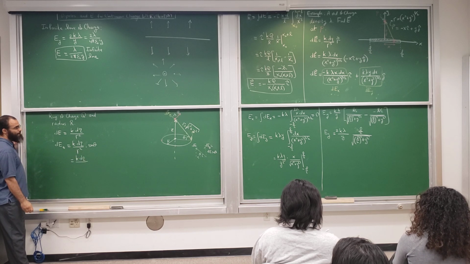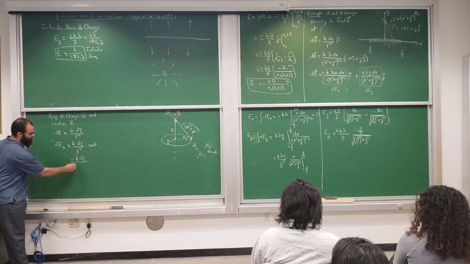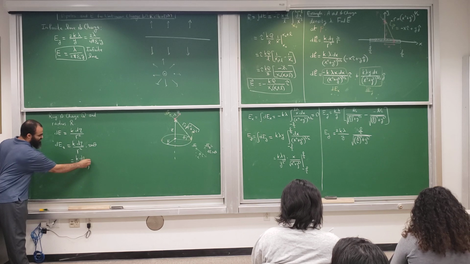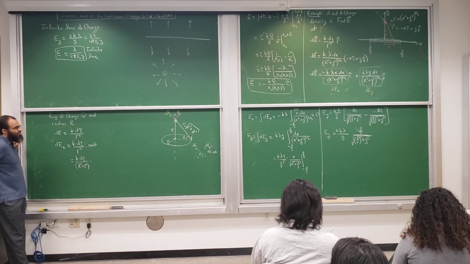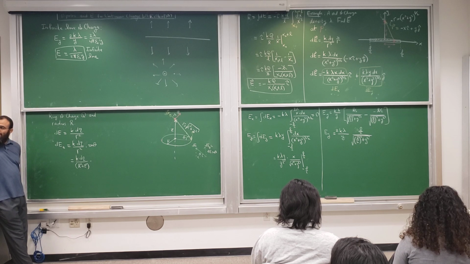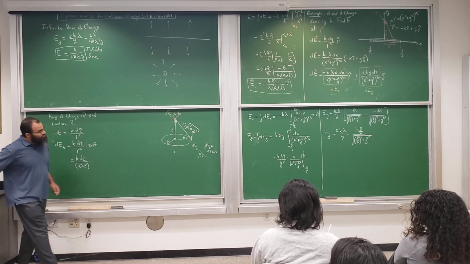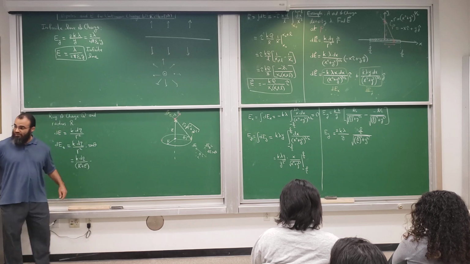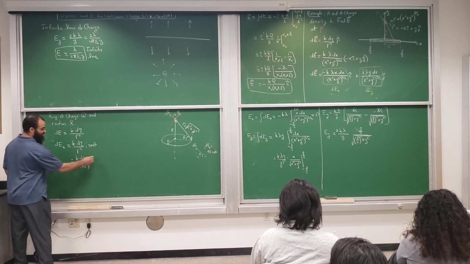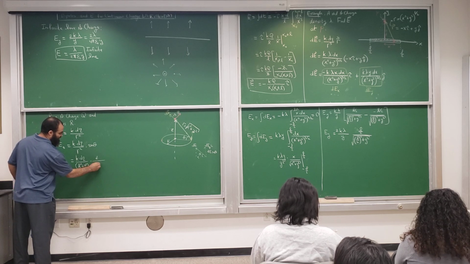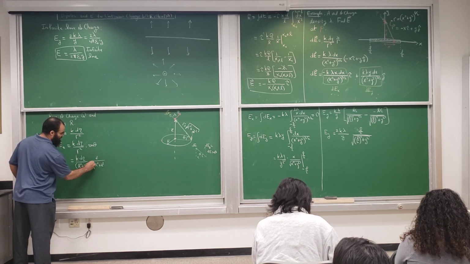What's r squared? Capital R squared plus Z squared. What's the sine of theta? Here's theta. How do I find its sine? Z over r, opposite over hypotenuse. So z over what? Which is this, right? The square root of R squared plus z squared.